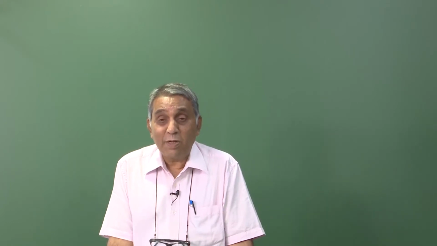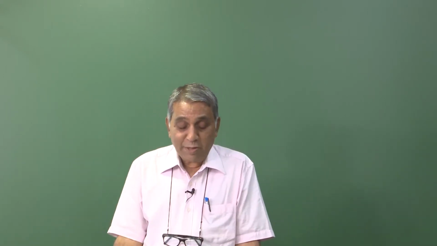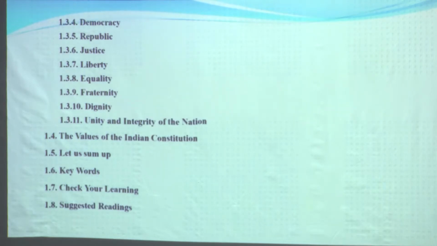So the chapter is designed like this. Let me repeat: objective, introduction, making of the Indian Constitution, objectives of the Constitution, the values, the essential values, that is sovereignty, socialism, secularism, democracy, republic, justice, liberty, equality, fraternity, dignity, unity and integrity of the nation, the values of the Indian Constitution. Let us sum up, keywords, check your learning and then further suggested readings.